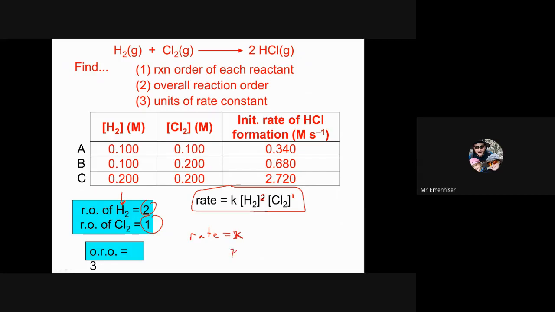Or you can write it like this. Just make sure that you don't write the same little k as a big K when we do equilibrium, because we'll have a big K. So H2 squared times chlorine. So you can write it like that. That's fine. Or if you want, you can put the 1 there.